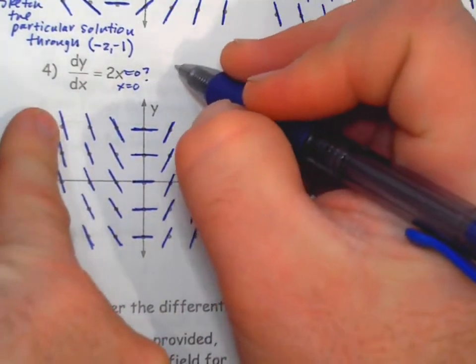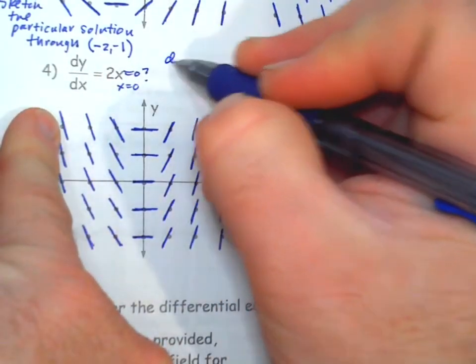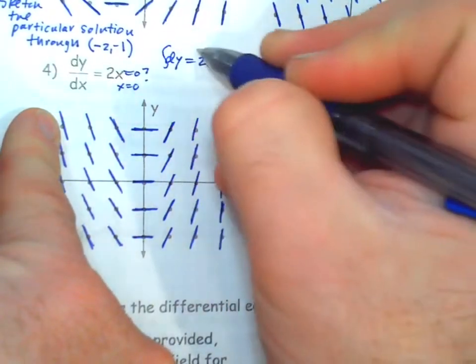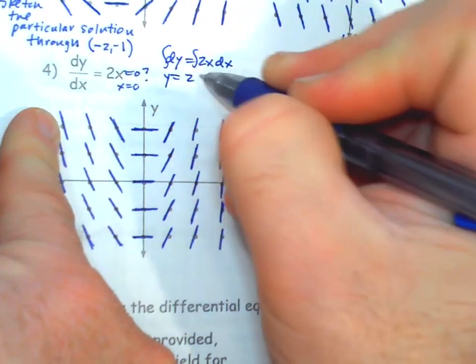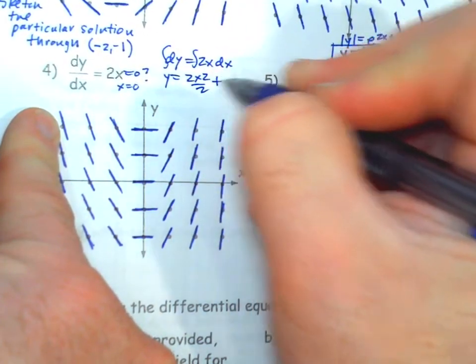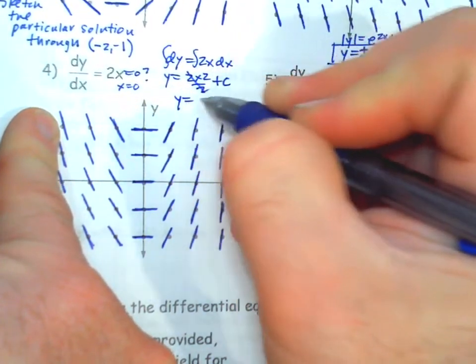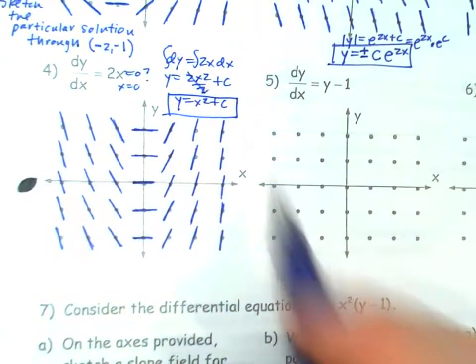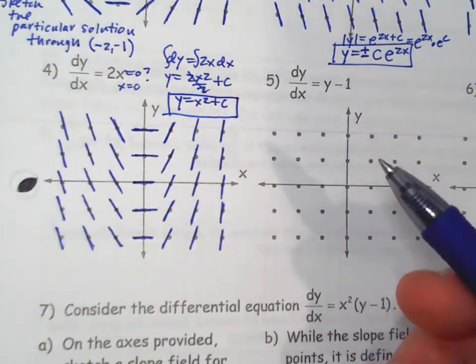Let's separate the variables. This one's actually pretty easy to separate because there are no y's. So you just move the dx to the right side. We integrate both sides: 2x squared over 2 plus c. So y equals x squared plus c is the general solution. We don't have an initial value, but yes, those are parabolas, a bunch of parabolas.